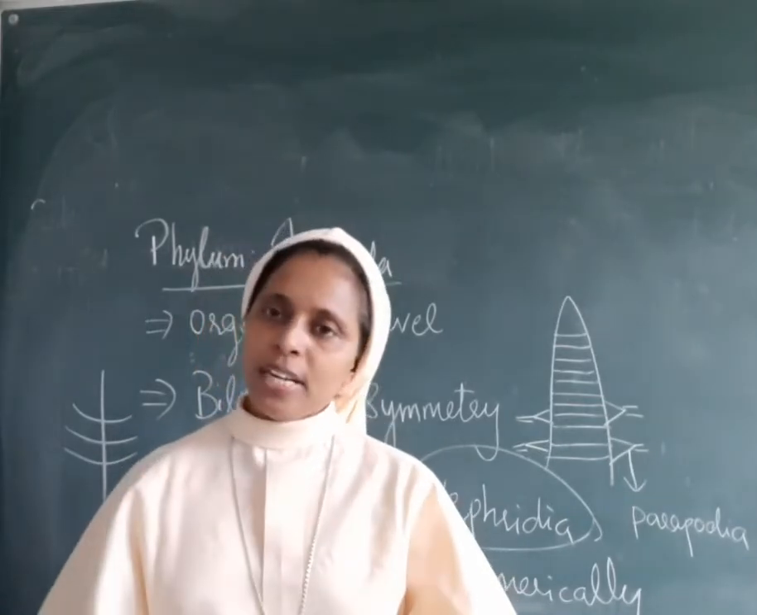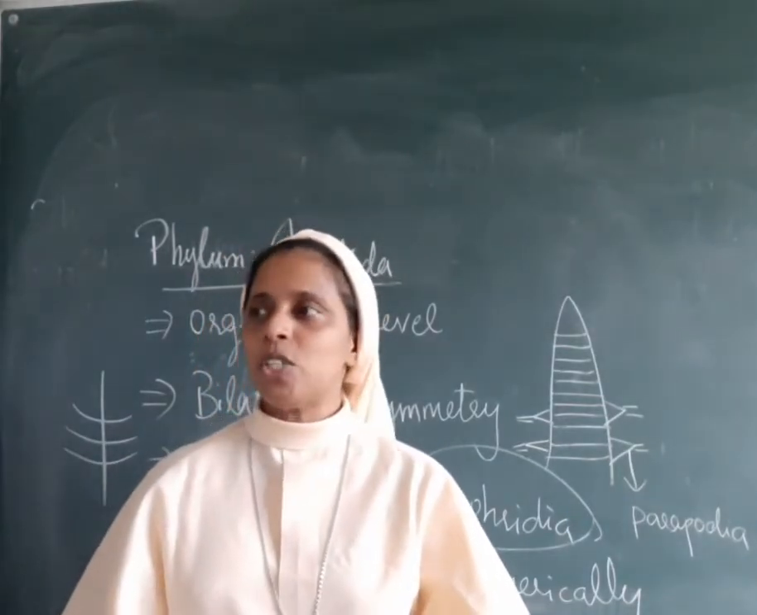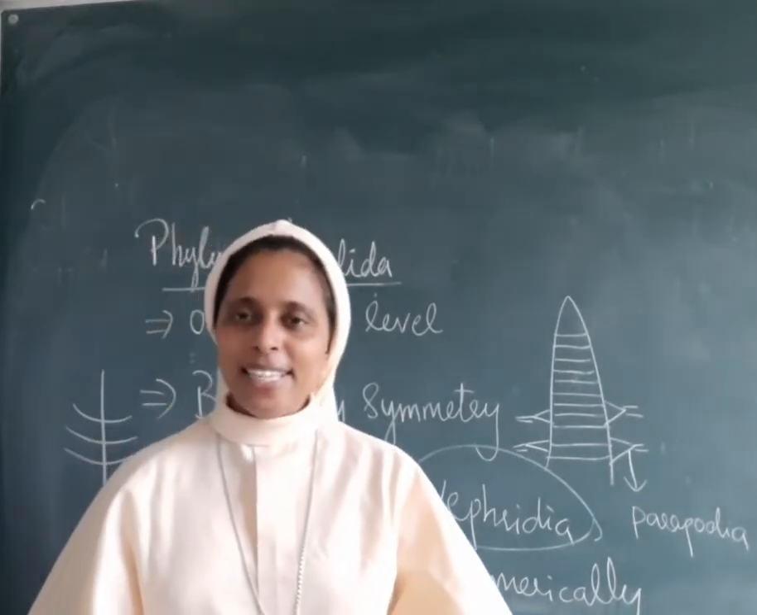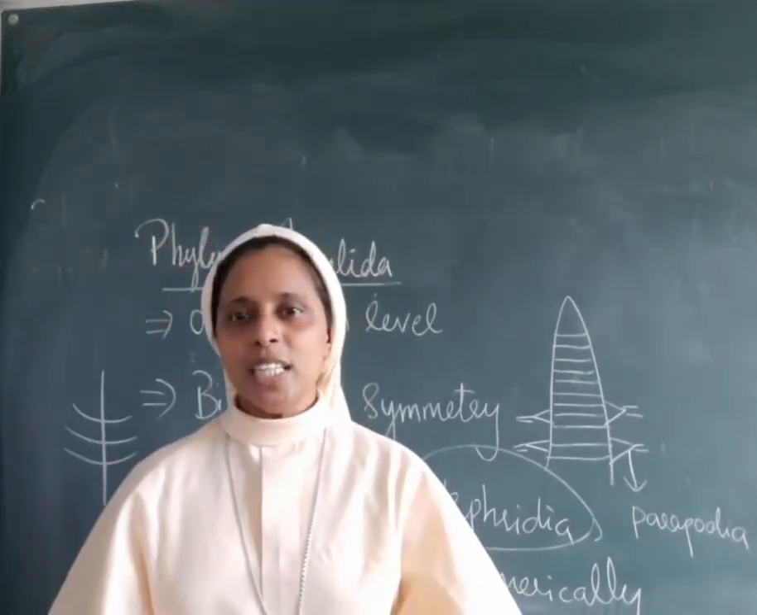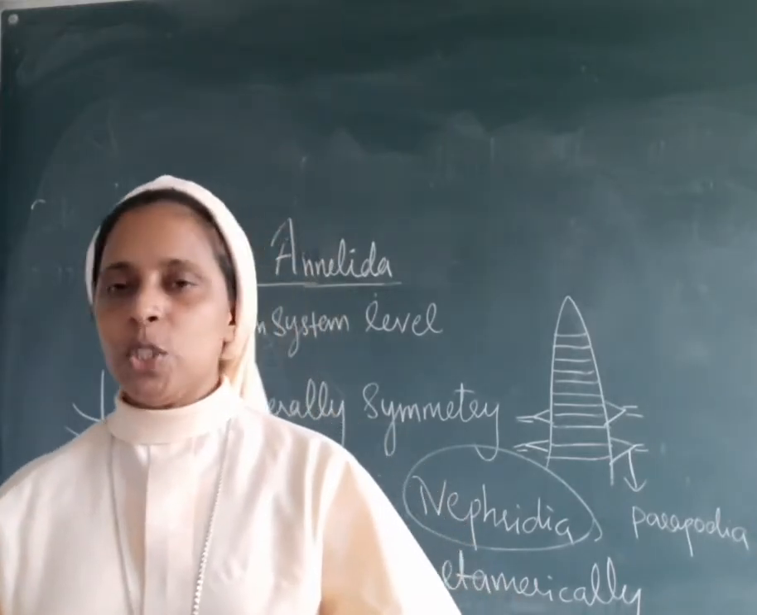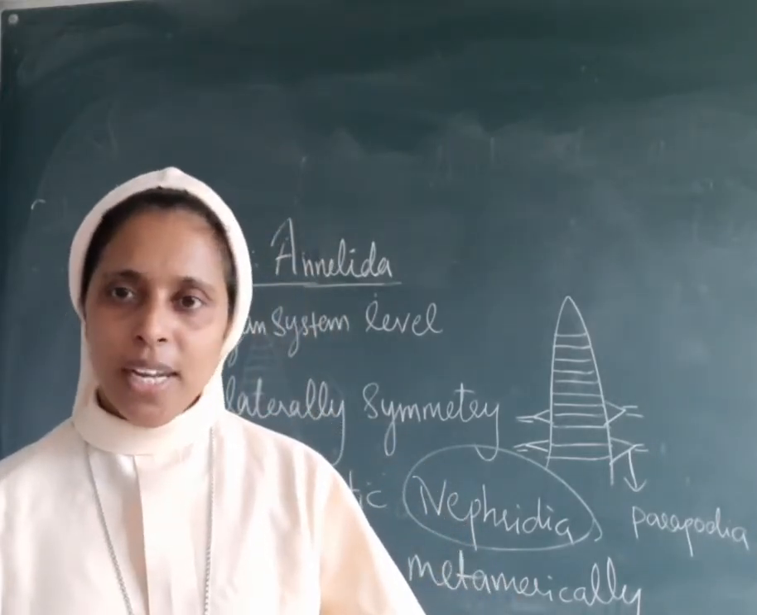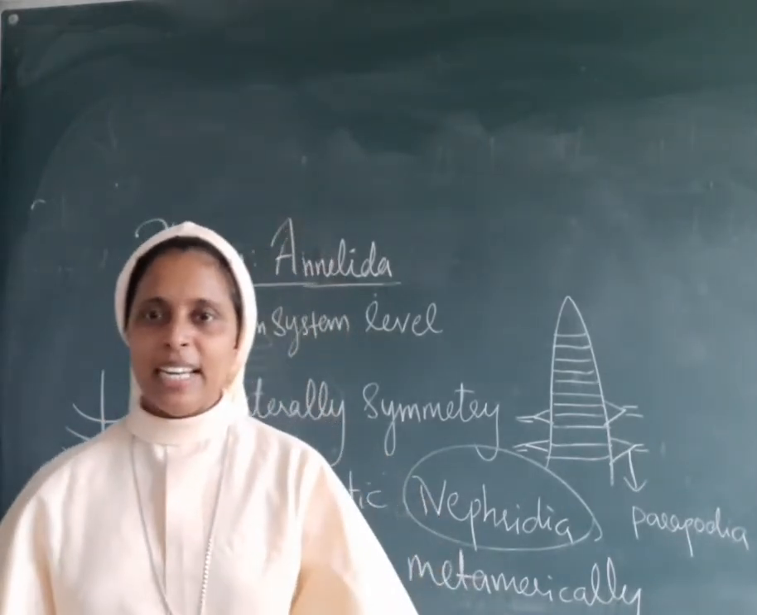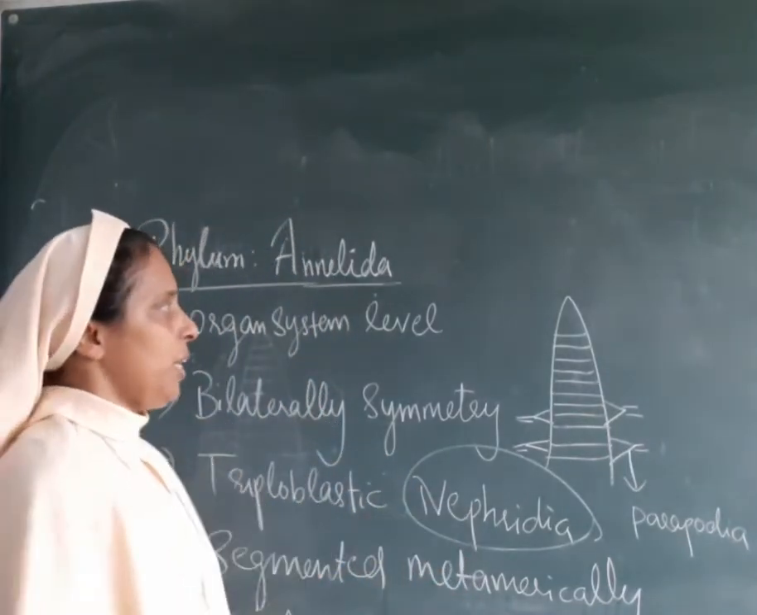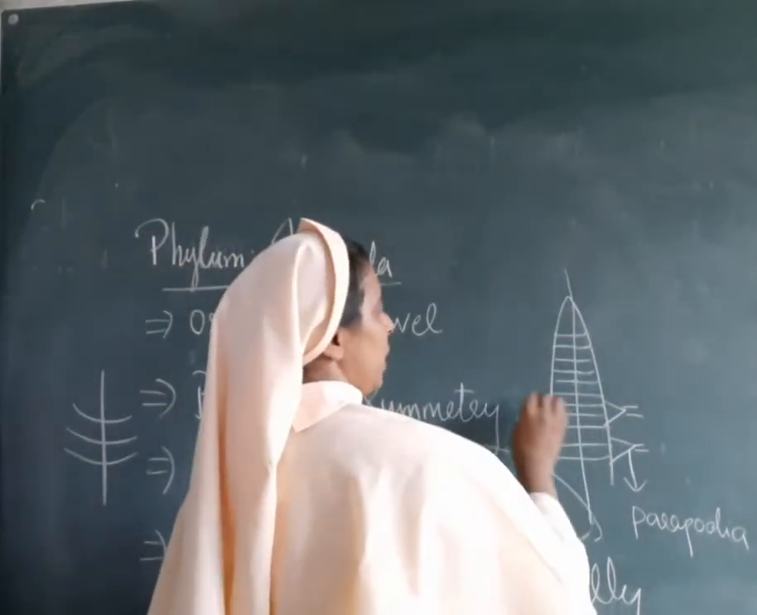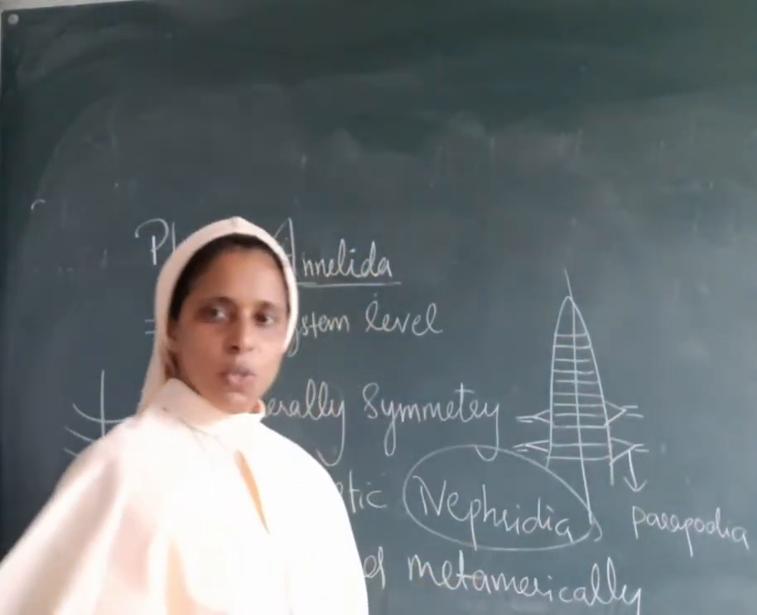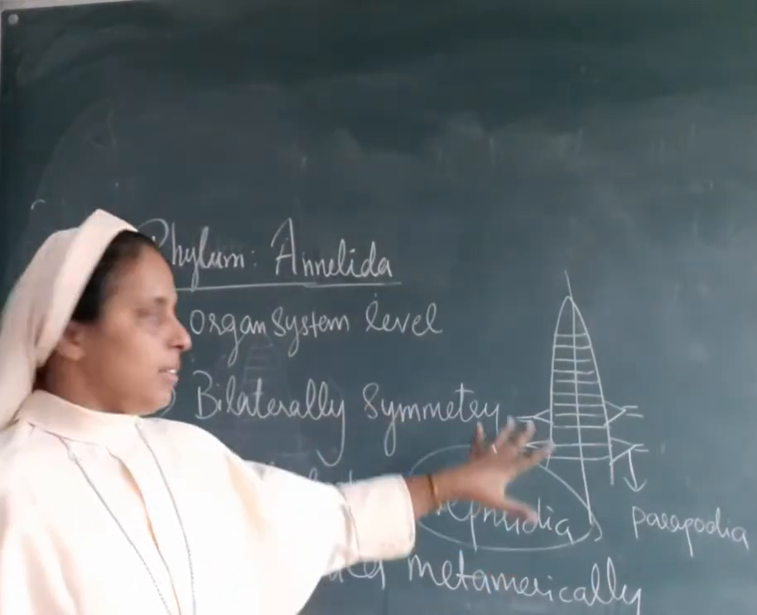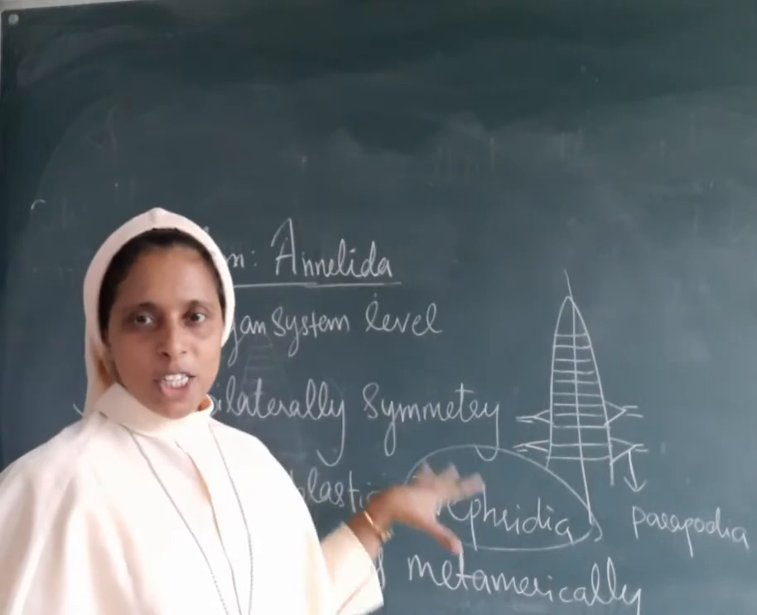And mainly the reproduction is by sexual means. The main examples you can remember in phylum Annelida are Nereis, earthworm and Hirudinaria. Hirudinaria is otherwise called leech. The body is bilaterally symmetrical, that means the body can be divided into two equal halves. Hope this phylum is clear to you all.